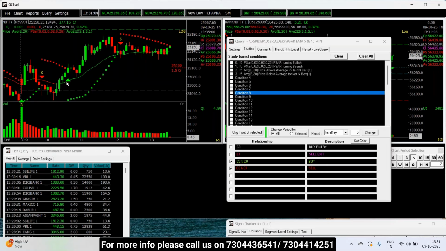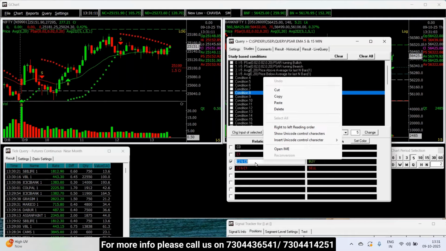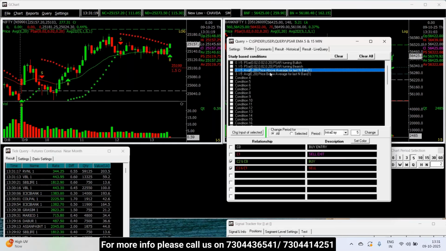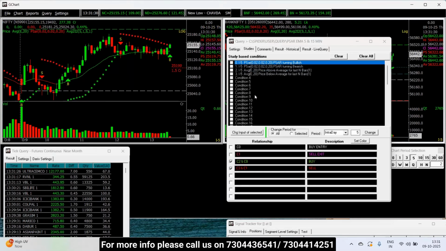To mix those two conditions, I'm going to give the relations to the conditions here, as you can see. So condition 2 and condition 0. What is condition 2? 20 EMA, price above average. And condition 0, turning bullish, uptrend. Now I need to get a buy signal, and the same vice versa for the sell as well.